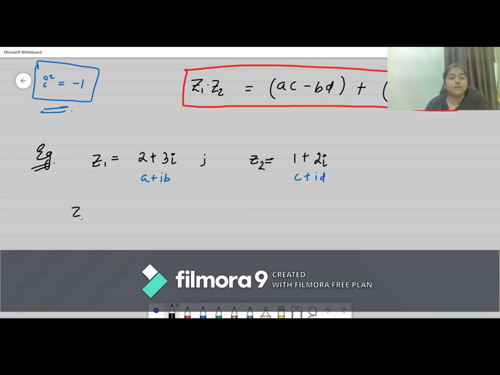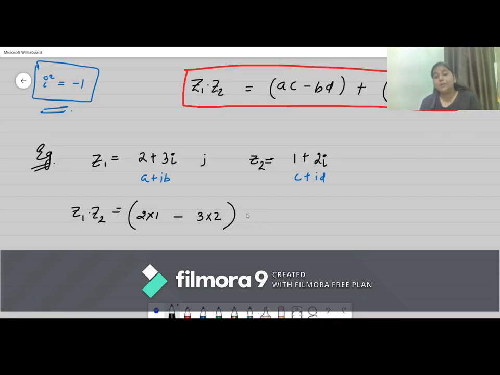We first do it directly by the formula once, to see what comes, and then solve it procedure-wise to see what we get. What does our formula give when we multiply z1 and z2? The formula was z1 into z2 equals a into c. What is a into c? 2, and what is c? 1. So 2 into 1 minus b into d, 3 into 2. Is it? This was the real part.